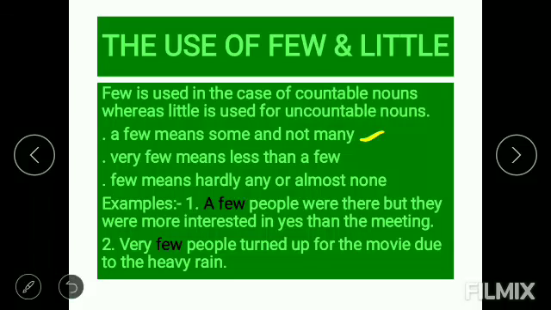So first, a few means some and not many. So if we say, can you give me a few pens, or a few cups, okay, a few means only some, not many. Then very few means less than a few. So few means some, but here very few is less than a few. Then few means hardly any or almost none. So few is even less than very few. So if we say few, then we will know that it is hardly anything or almost none.